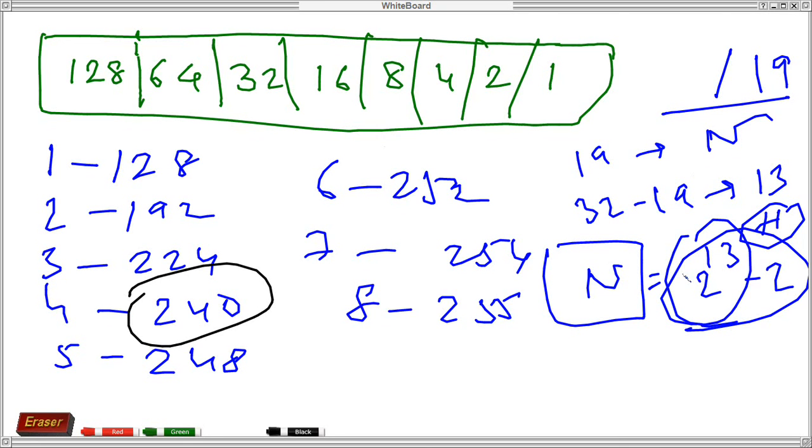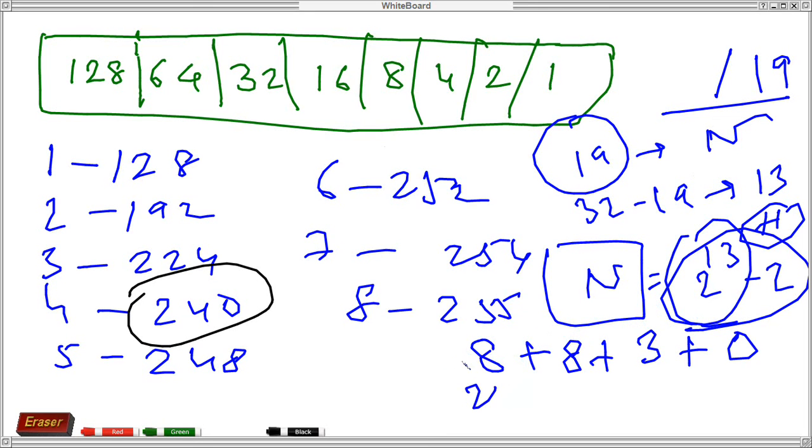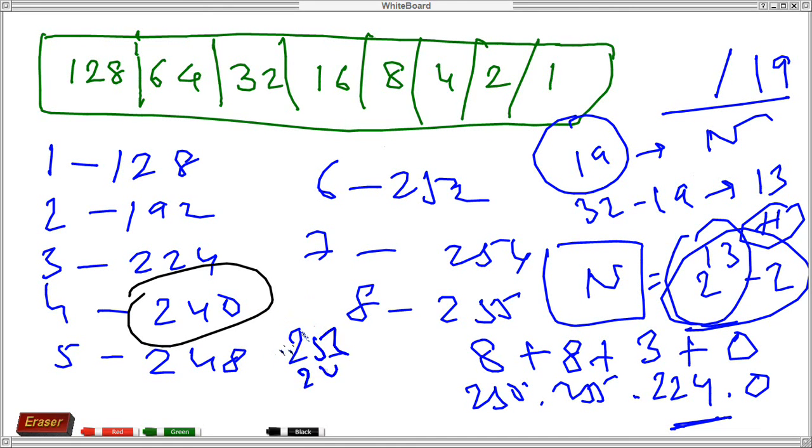Now the 19 I have to split this way: 8 plus 8 is 16, plus 3 is 19, plus 0. So the subnet mask will be 255.255.224.0. I was showing a class C address previously. Now there is an easy way to calculate: 256 minus 224 is 32. So it has a block size of 32 in this particular block.